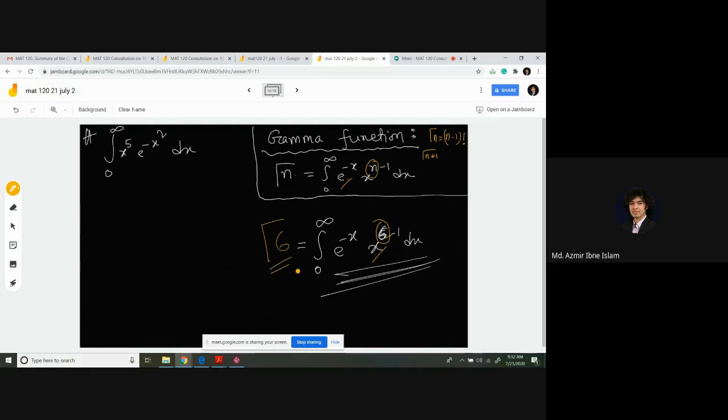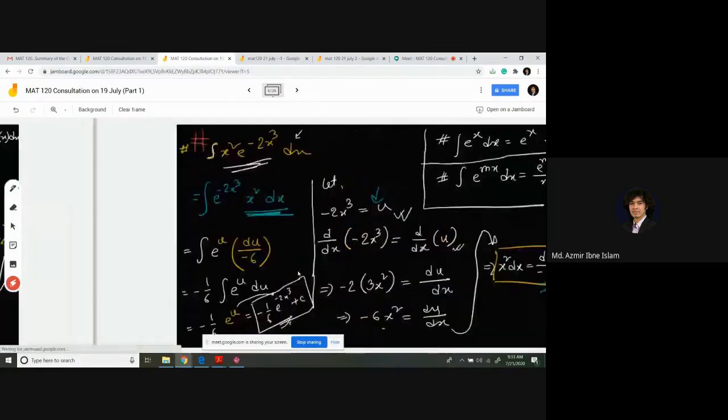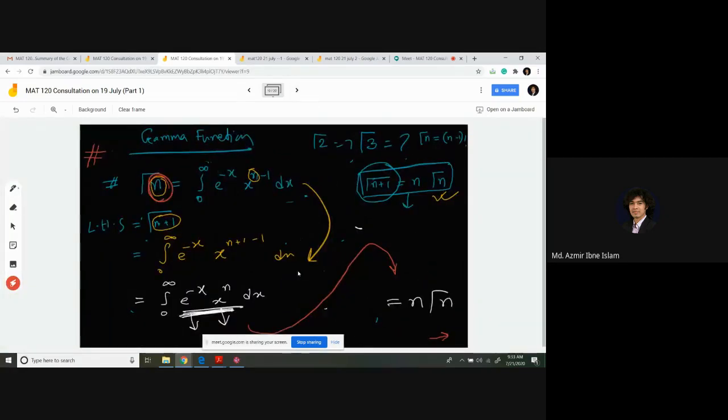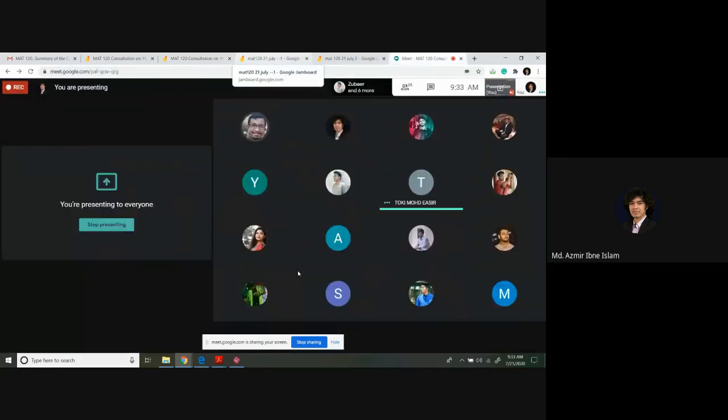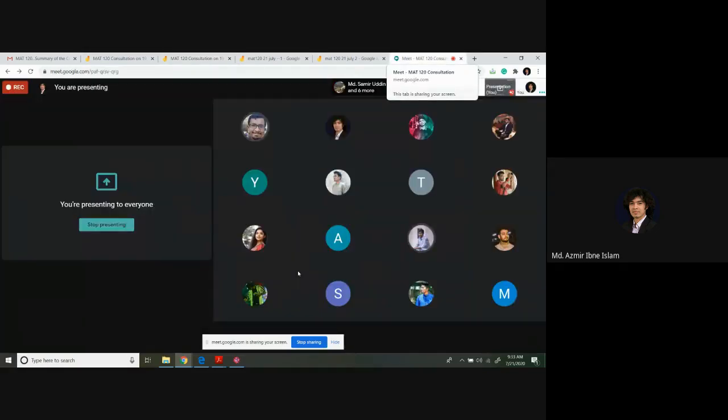So we have another formula: gamma n equals n minus 1 factorial, or gamma n plus 1 equals n gamma n. In my last consultation, I proved this theorem. Let me show it here: gamma n plus 1 equals n gamma n. Someone of you asked this question in my last consultation. Are you able to prove this one? Are you here? Yes, sir.